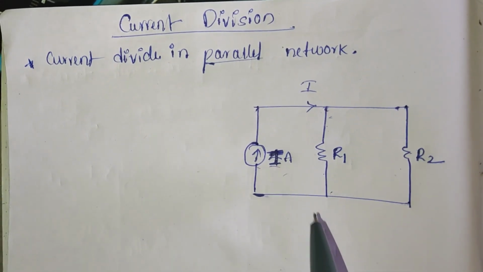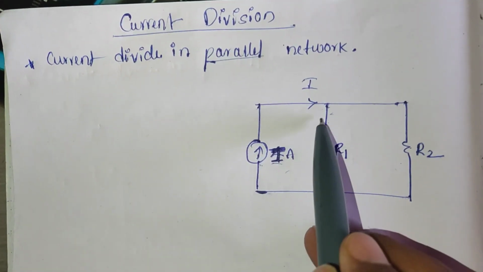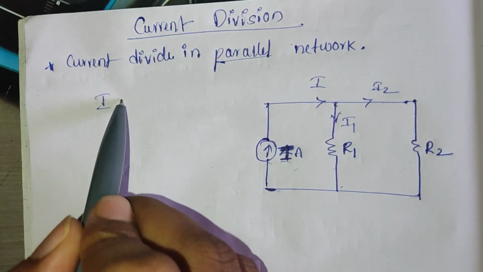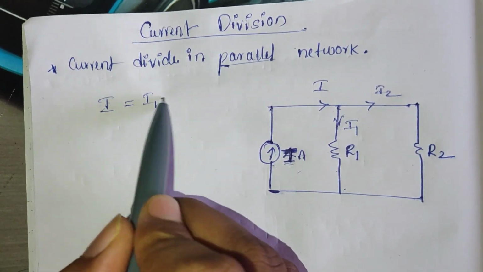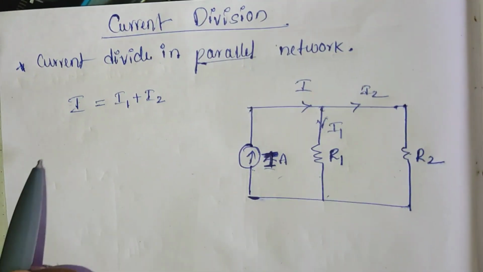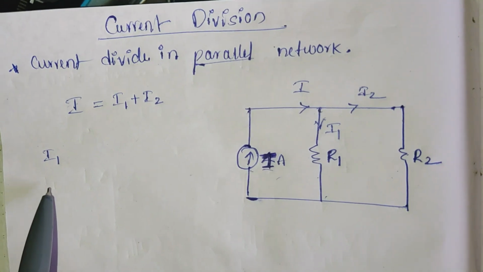If the resistance is low, the current will be high. The current will divide into two components here, I1 and I2. So the total current, equal to the source current I, is equal to I1 plus I2. The current is dividing. Now we have to find our branch currents, that is I1 and I2.